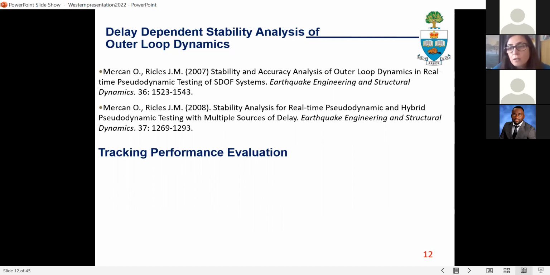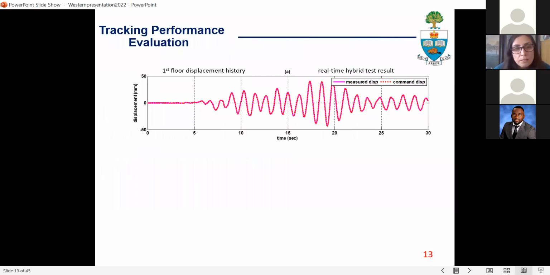Now that we have an idea to quantify when someone gives us a dynamic system, we can quantify, okay, for this much delay, your system can be stable or unstable. So we have a tool with this delay dependent stability analysis to quantify that. The next question is, what is the delay that is coming from my experimental substructure? This delay comes from the inherent response characteristics of a hydraulic actuator. You want the actuator to move 3 millimeters in a millisecond, but it doesn't directly move. It is a physical system. It has inherent latency.